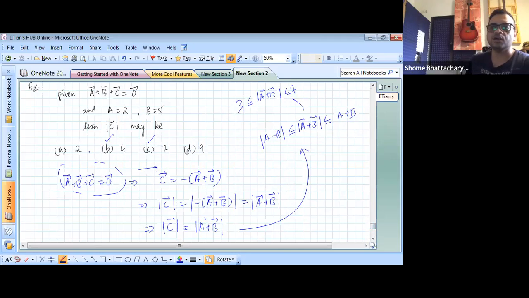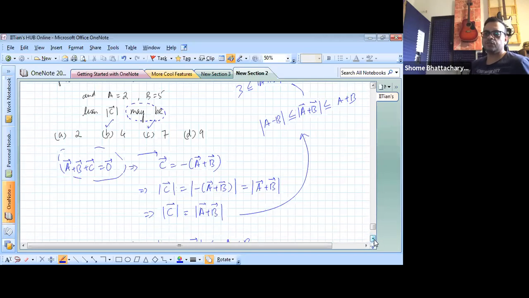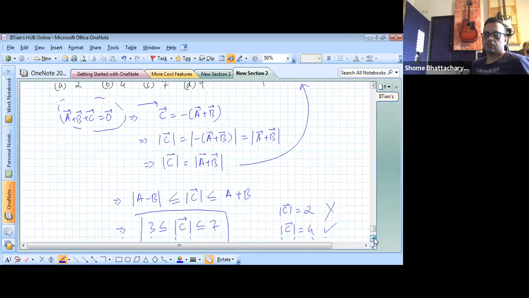So that's why the question is asking what it may be. It's not asking to calculate the value. It's saying may be how much. You can see that it may be 4, it may be 7, but it just cannot be 9. It's not possible. It cannot be 2. So that is the meaning of this type of question. It's like a logical question. It's not a solving based question. It's a logical type of question.